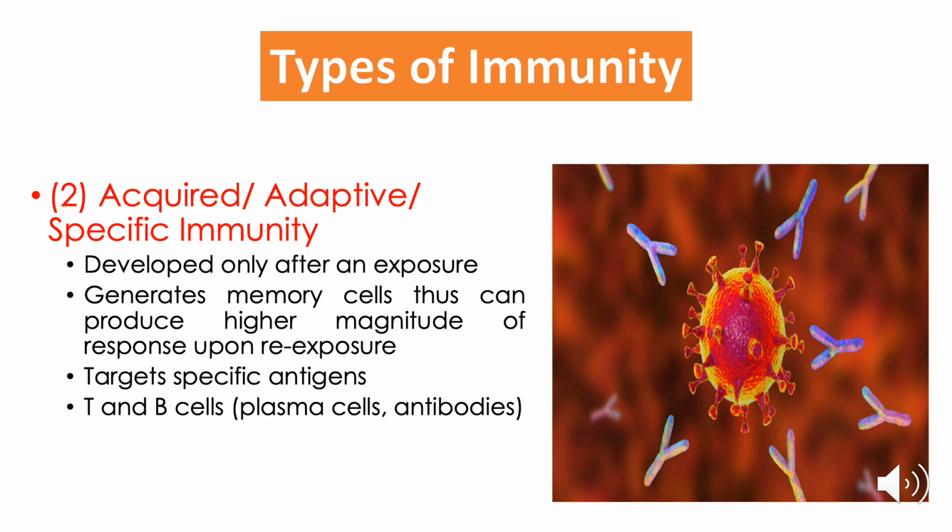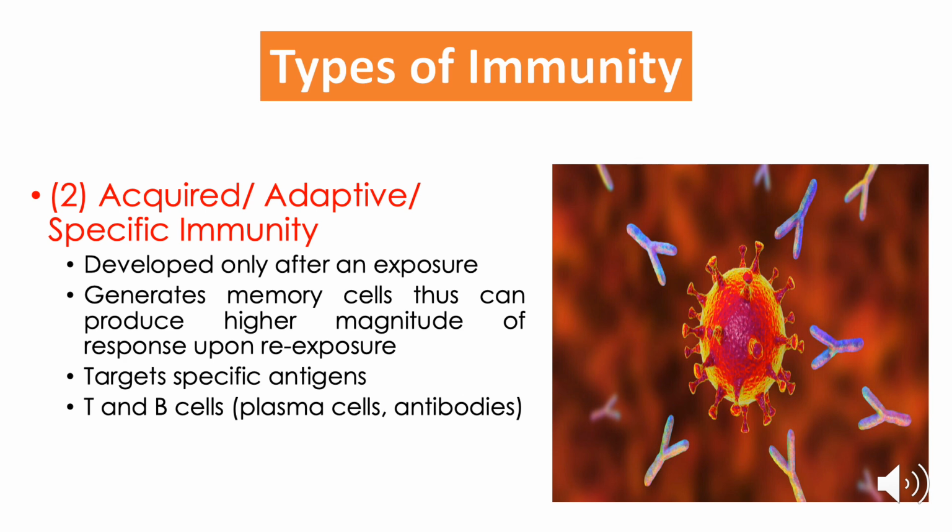What is good about acquired, adaptive, specific immunity is that the more that you are exposed to the antigen that caused you to develop the immune responses, the higher the magnitude of the immune response that you will produce. Meaning, if you had chickenpox before, you will develop antibodies against the chickenpox virus or the varicella virus. And if you encounter someone with chickenpox in the future, what will happen is your body will generate a higher amount of antibodies.